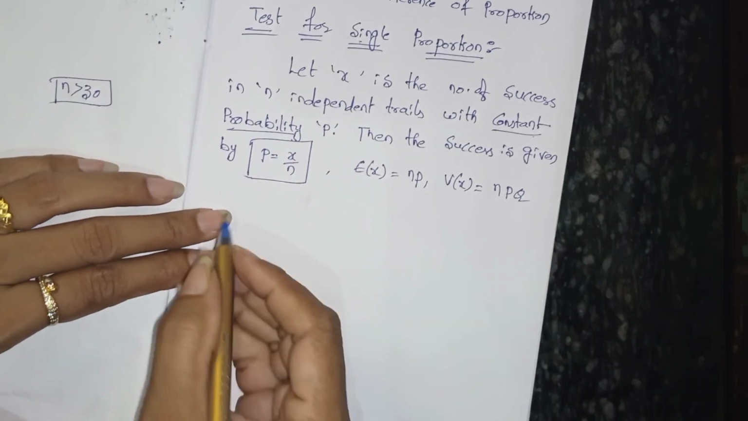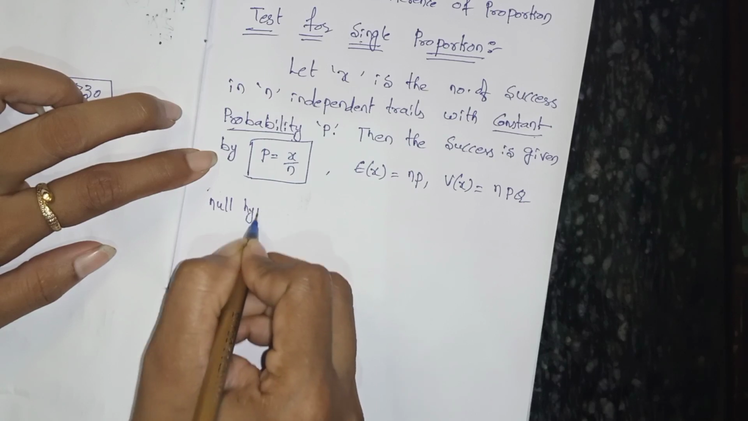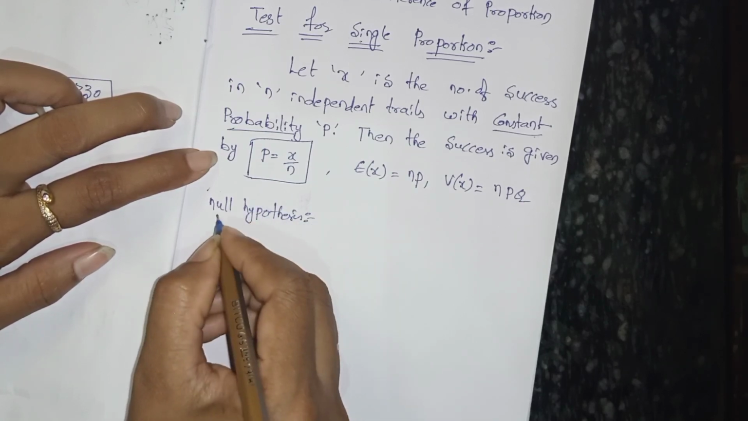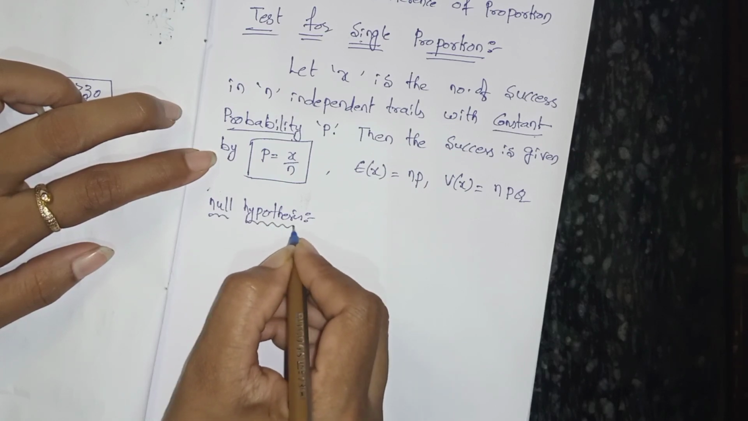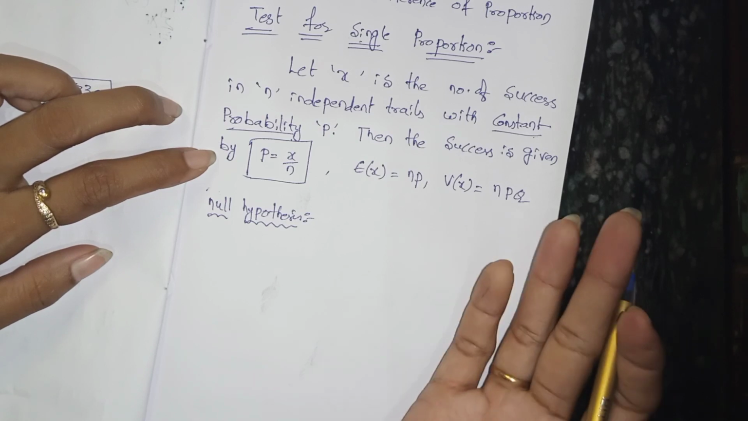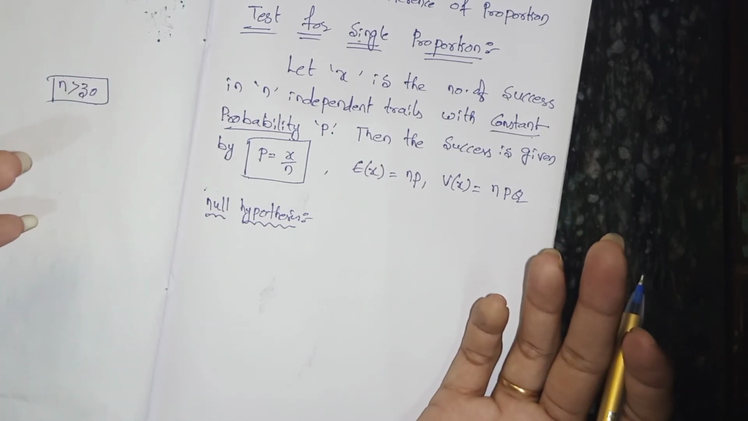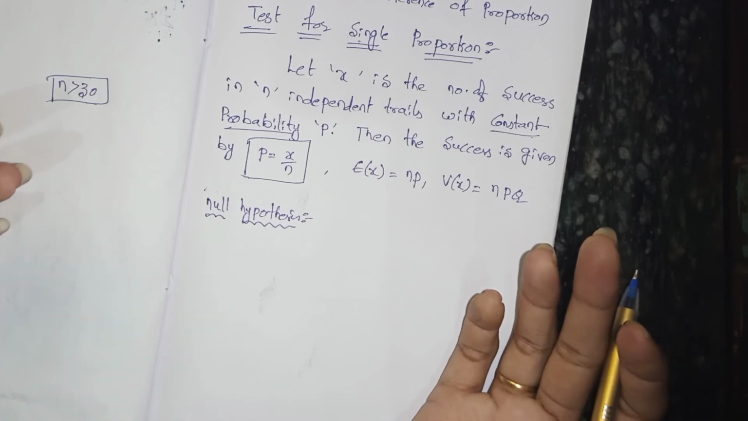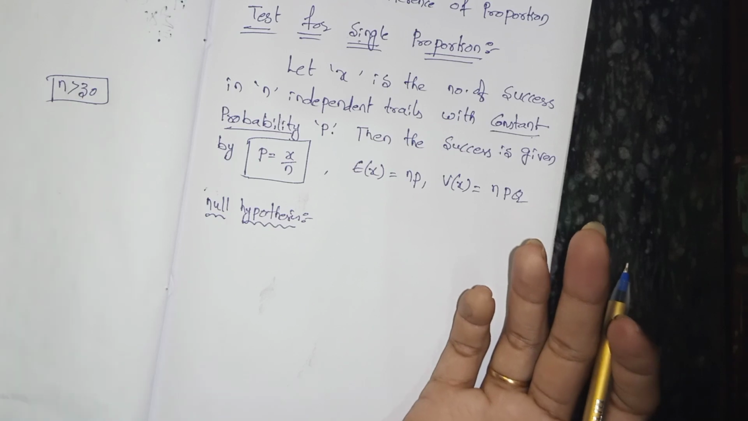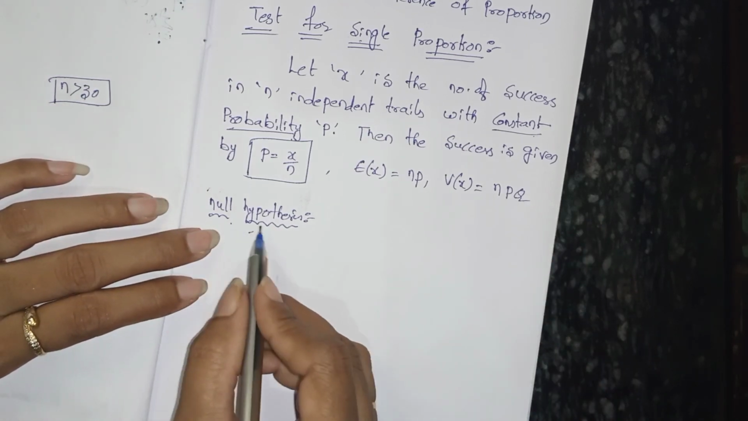So first we have to write the null hypothesis. When we are going to test any hypothesis, we have to follow some steps: first is the null hypothesis, second is the alternative hypothesis, then level of significance, test statistic, and next is conclusion. So we have to follow those 5 steps. The first step is the null hypothesis.